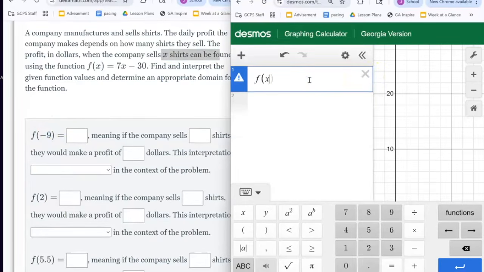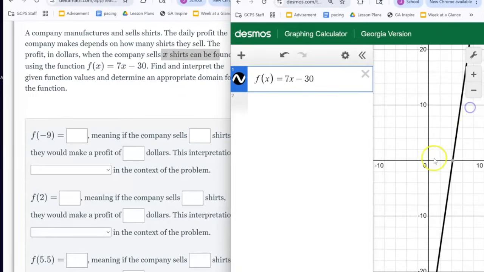So f of x. And again, you don't have to type this part. You can just start after the equal sign. So f of x minus 30. All right, big thing to know is that x is shirts and y is profit. So think about that for a second.